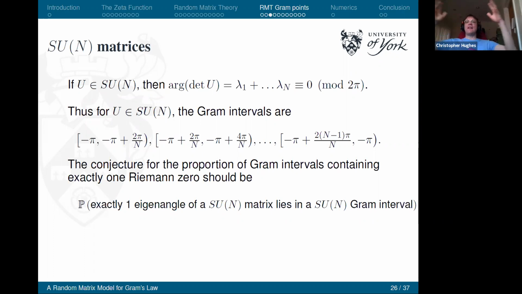But the conjecture now should be not to throw a point randomly down on a unitary matrix, but it should be: what probability is there for an eigenvalue lying in one of these random matrix Gram intervals? And that's the task that we need to answer.